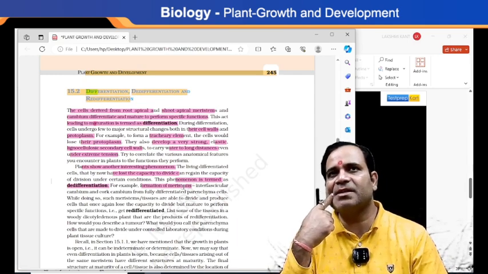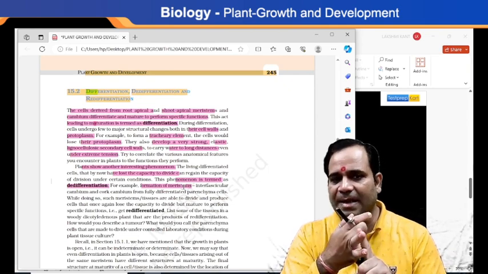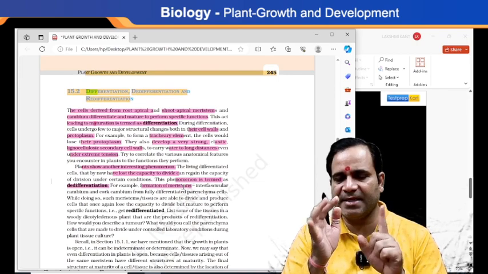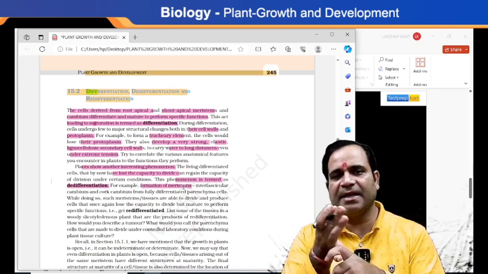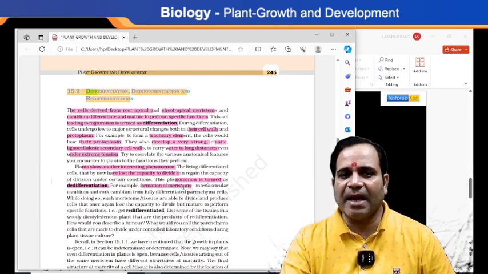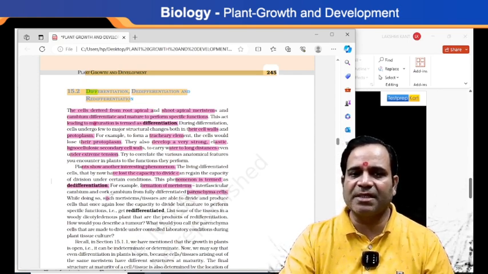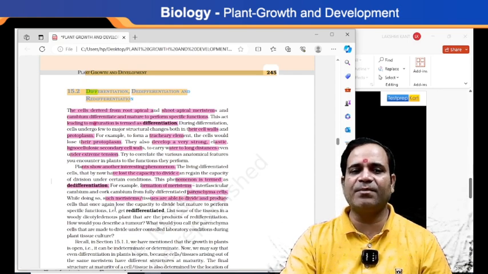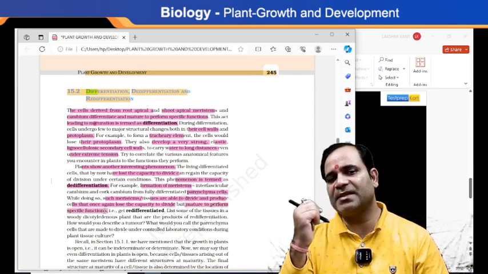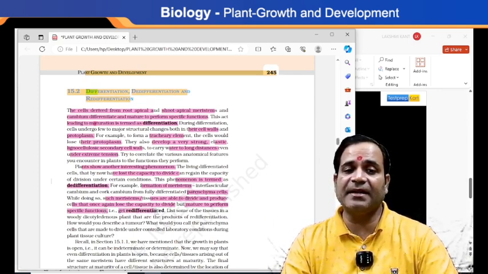So whenever I'm saying the formation of the meristems, first the interfascicular cambium and the cork cambium are fully differentiated. Listen carefully. The intrafascicular cambium and the cork cambium are fully differentiated, and this is by whom? By the parenchyma cells, my dear. While doing so, such meristematic tissues are able to divide and produce cells that once again lose their capacity to divide but mature to perform a specific function, my dear. So if they mature to perform a specific function, then it is said that they get redifferentiated.